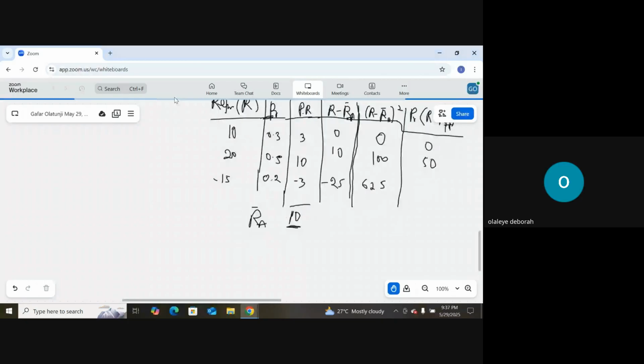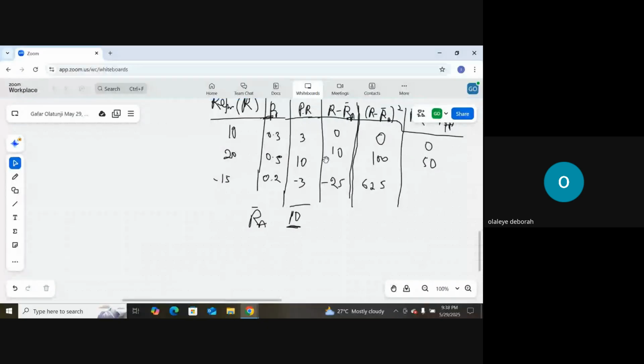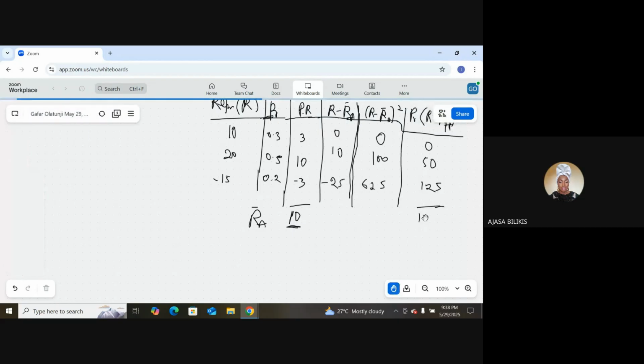Probability. So, the third one is what? 125. The third one is 0.2. Okay. So, when you total this, 125 plus 50, that is 175. This one is 0.1. Good.